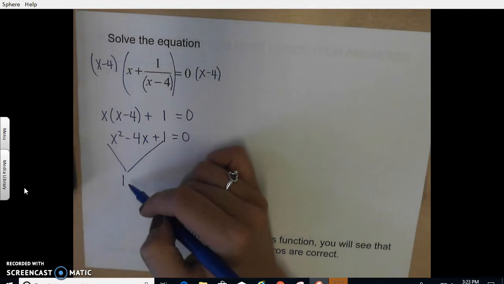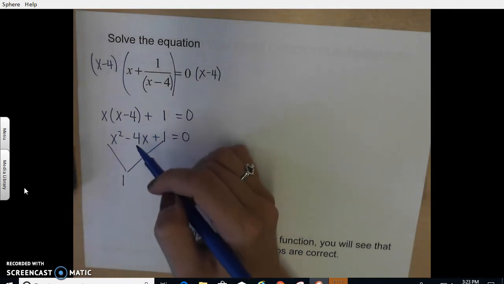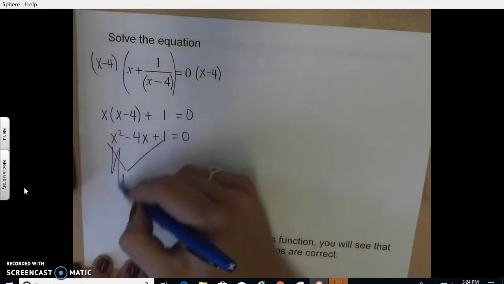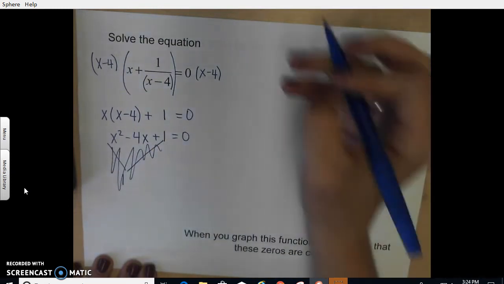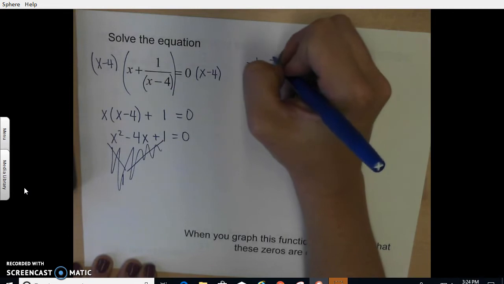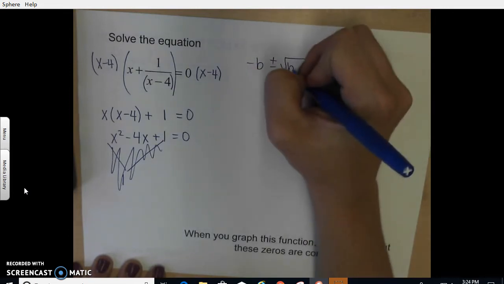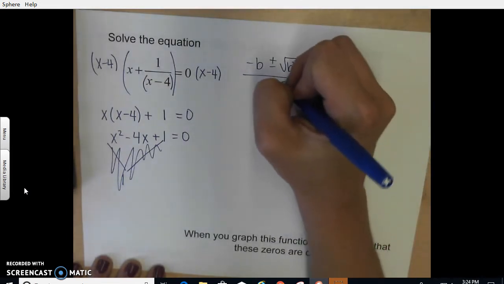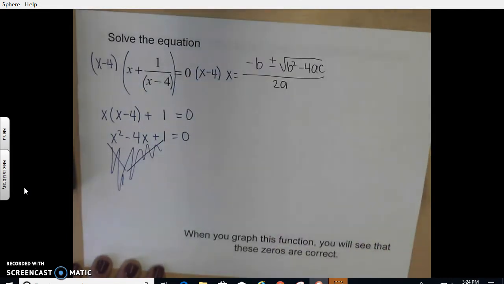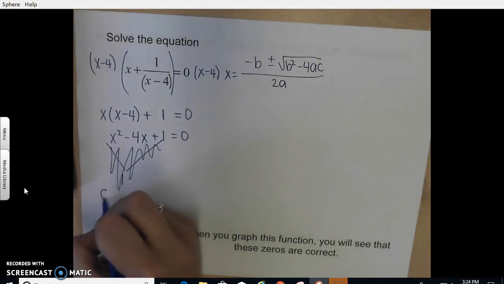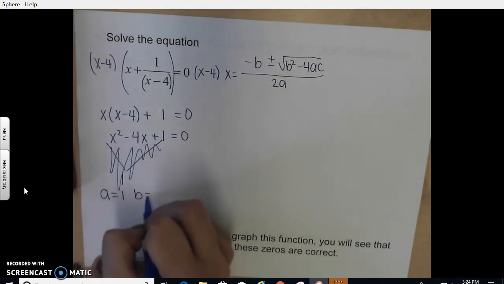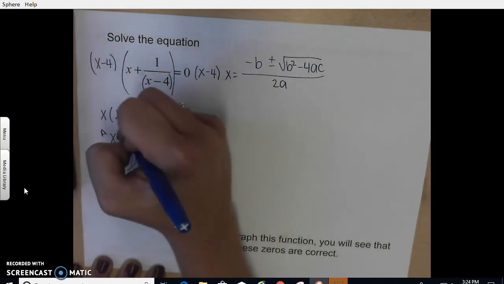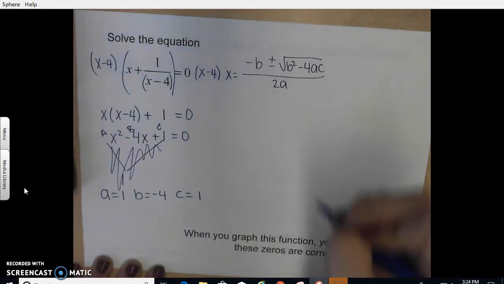Do we have numbers that multiply to 1 and add to negative 4? No. So we can't factor. Here we need to use our quadratic formula, which is negative b plus or minus the square root of b squared minus 4ac, all over 2a. We have to remember that a is equal to 1, b is equal to negative 4, and c is equal to 1. We plug in.